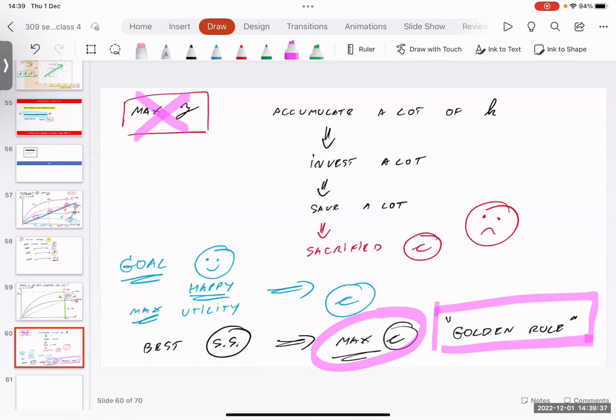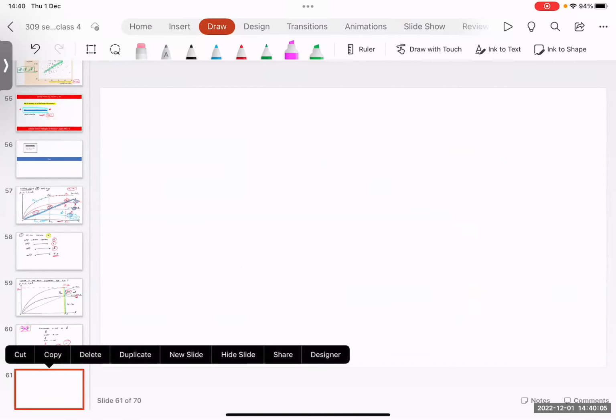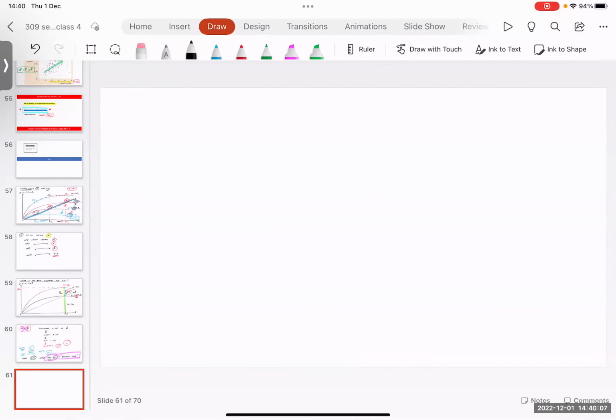Then, if you focus on this graph, okay, the consumption: when you save a lot, consumption is small, right? The gap, the blue highlighted area, is very small, you see? Okay, very small. If you want to have maximum consumption, where is that place? Let me show you here.